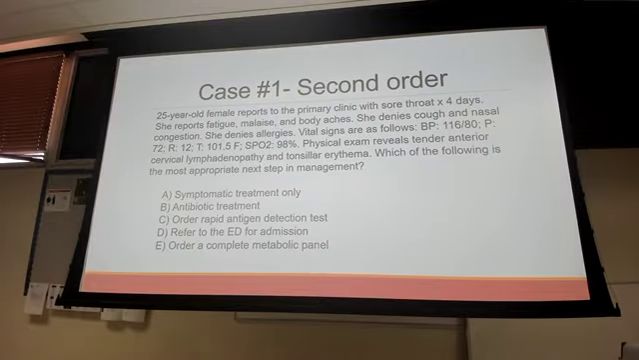All right, let's go through the next one. I think this one might be a little different. Yeah, if I could get a volunteer. 25-year-old female reports to the primary clinic with sore throat times 4 days. She reports fatigue, malaise, and body aches. She denies cough and nasal congestion. She denies allergies. Vital signs are as follows. Physical exam reveals tender anterior cervical lymphadenopathy and tonsillar erythema. Which of the following is the most appropriate next step in management?